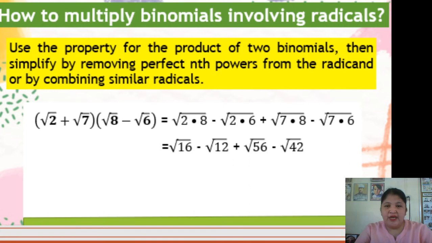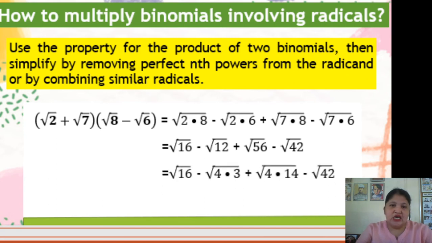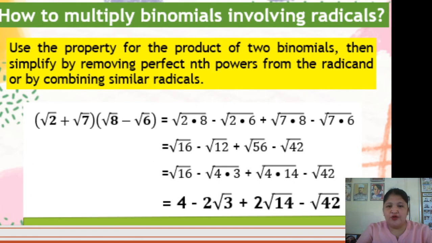Then, we multiply now. 8 times 2 is 16. 2 times 6 is 12. And then, 7 times 8 is 56. And 7 times 6 is 42. Then, we can now again solve. So, we have square root of 16. And then, 4 times 3. 4 times 14 and minus 42. So, our final answer would be 4 minus 2 square root of 3 plus 2 square root of 14 minus square root of 42. So, easy class? Easy. Yes.